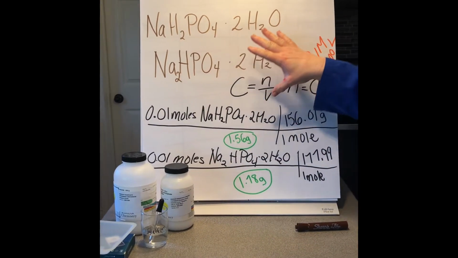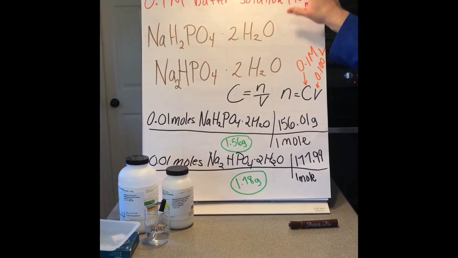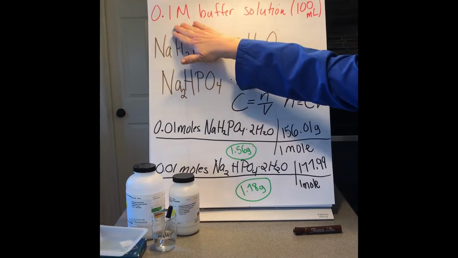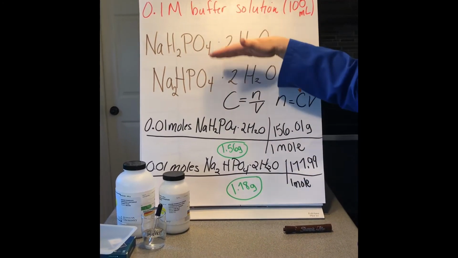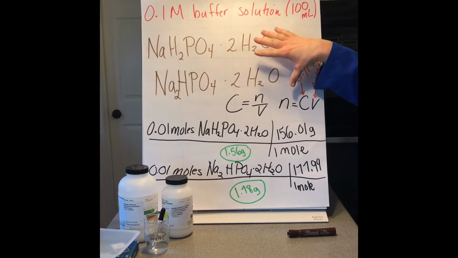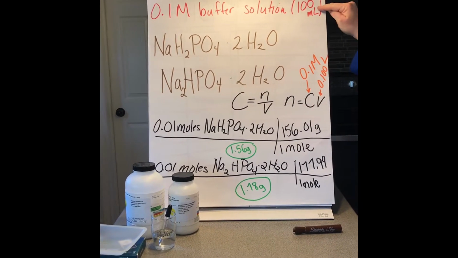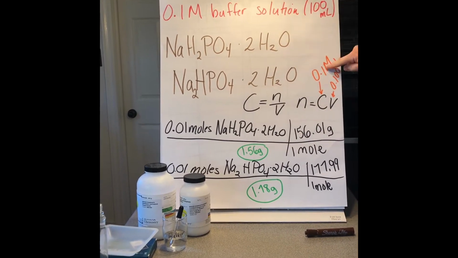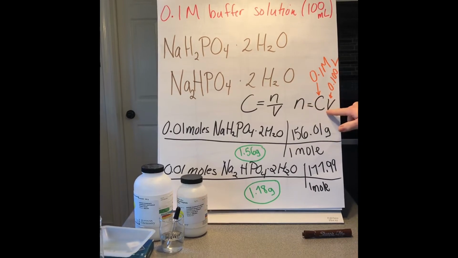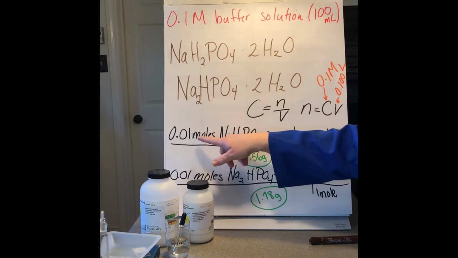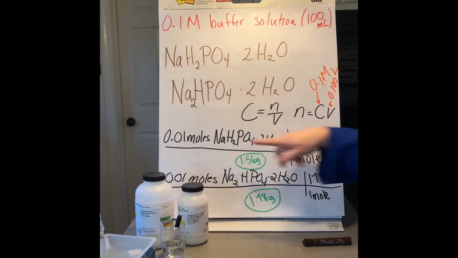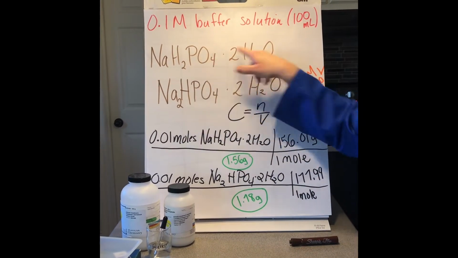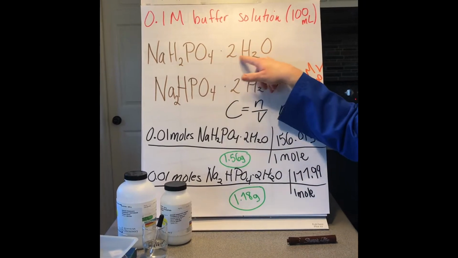The first thing I had to do was make up one buffer solution, made of two components. I needed a 0.1 molarity buffer solution made of these two things. If I'm making 100 mL at a concentration of 0.1 molarity, how many moles of each was I going to use? I needed 0.01 moles of my sodium dihydrogen phosphate. And this, as you can see, is a hydrate. That's why we have two waters attached to it.